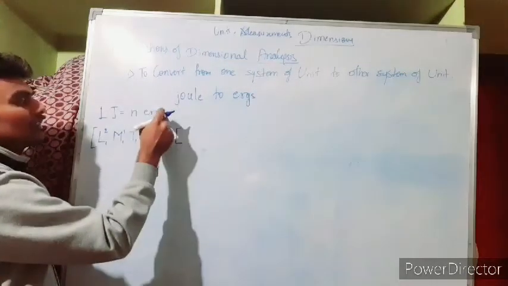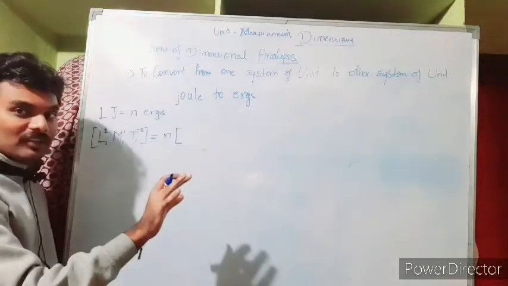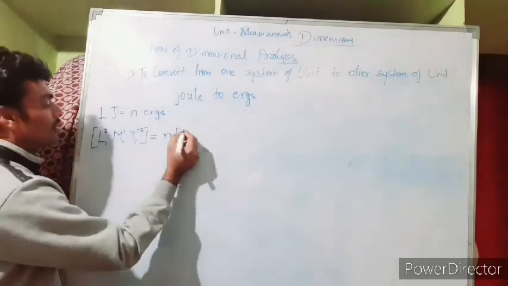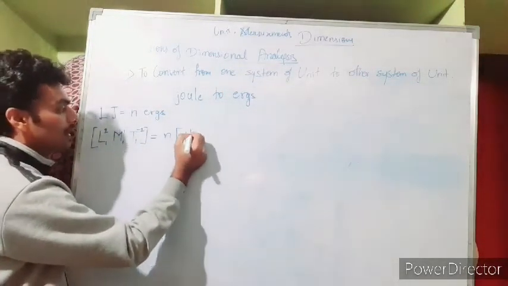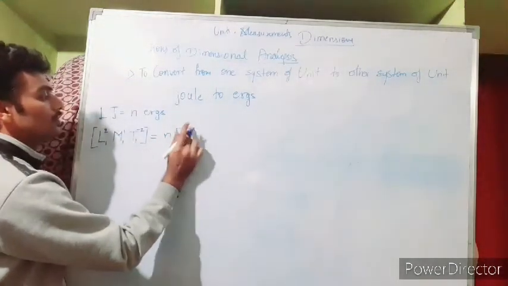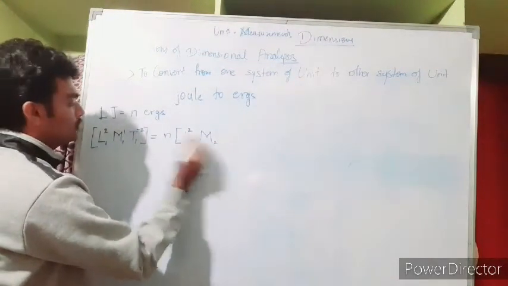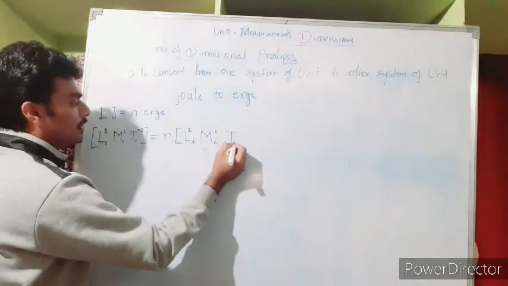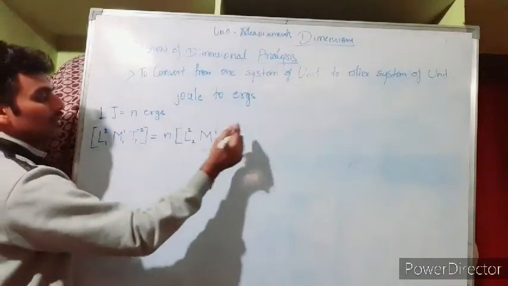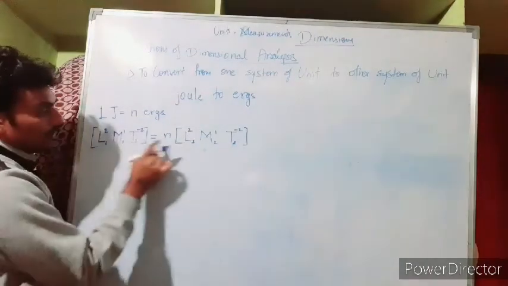Now the system is changed to CGS system, but the dimension will remain the same. Keep that in mind. Change of system will not change the dimension. So it is going to be L2 squared, M2 to the 1, T2 to the minus 2. The parts are same, 2, 1, minus 2, only the subscripts are changed now. So now what I need is the value of n.